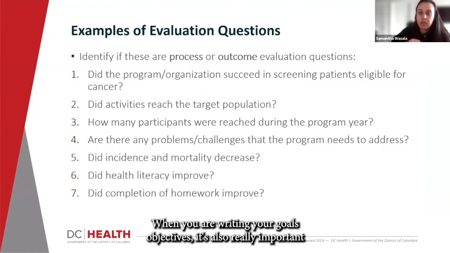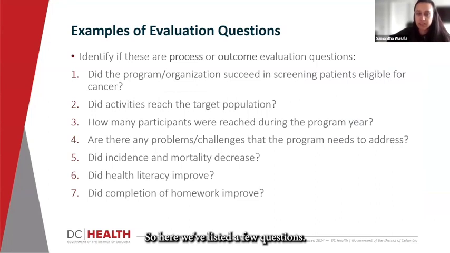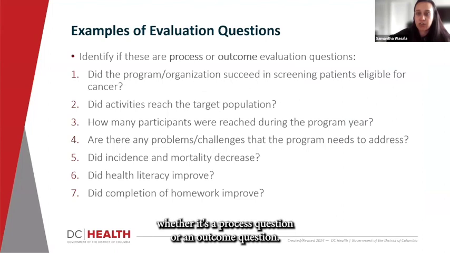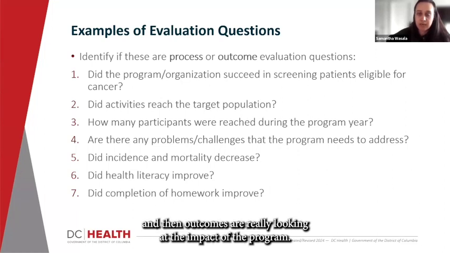So when you are writing your goals and objectives, it's also really important to distinguish whether you're going to be writing process or outcome evaluation questions. So here we've listed a few questions, and as a group, we're going to decide whether it's a process question or an outcome question. And just to remind everyone, process evaluation questions really focus on whether the program is working, on program performance and any monitoring. And then outcomes are really looking at the impact of the program.